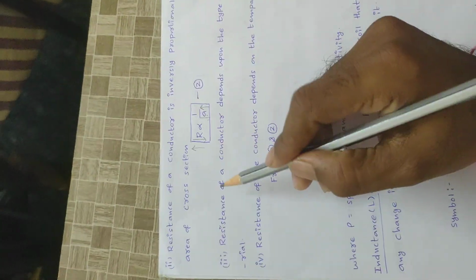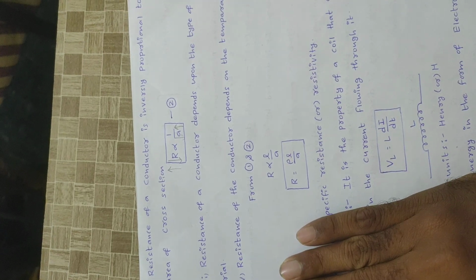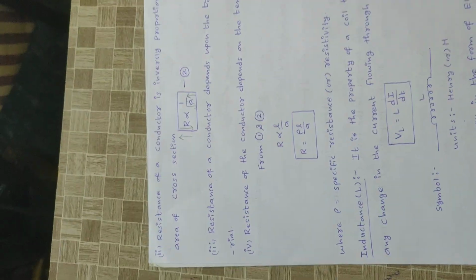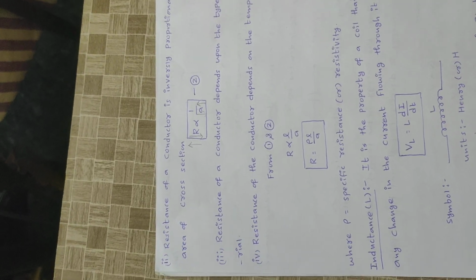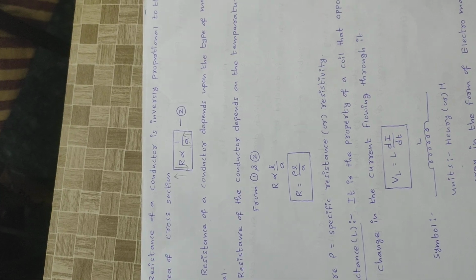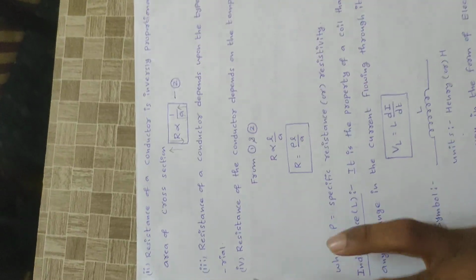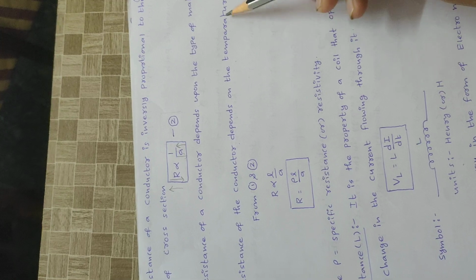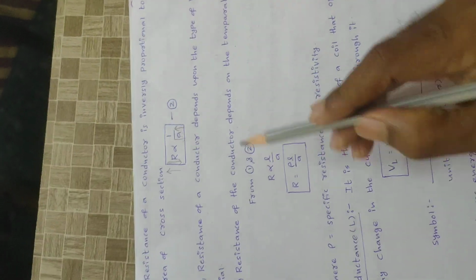Next, the resistance of a conductor depends upon the type of material, right? Every material has its own resistance. Copper has some different resistance, aluminum has some different resistance, silver has some different resistance, right? That means the resistance of a conductor depends upon the type of material. Next, the resistance of the conductor depends upon the temperature.